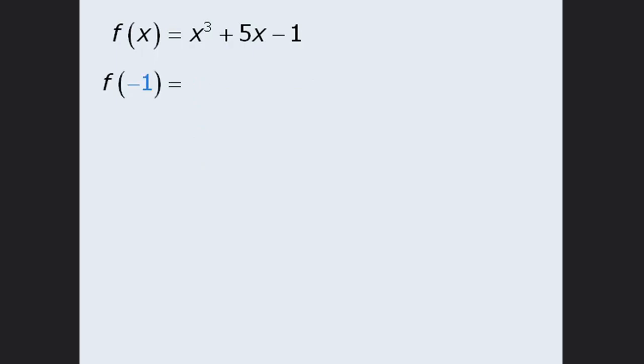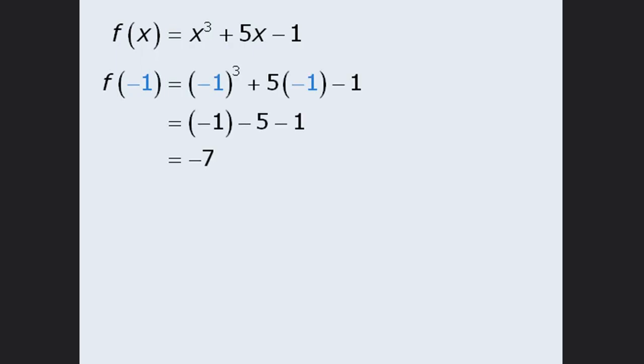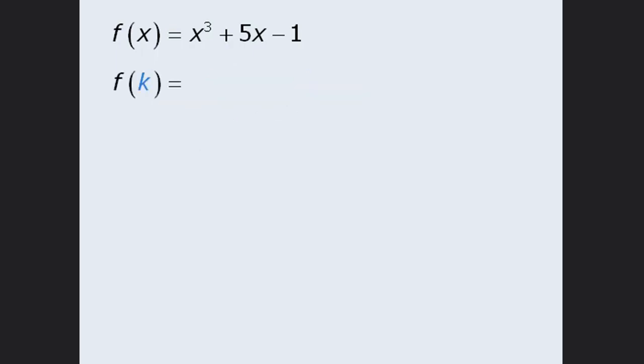In this example, if we want to evaluate f of negative 1, then we plug negative 1 into our function to see that f of negative 1 equals negative 7. In this example, we want to evaluate f of k. To do so, we'll plug k into our function.